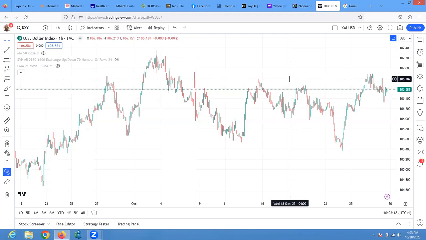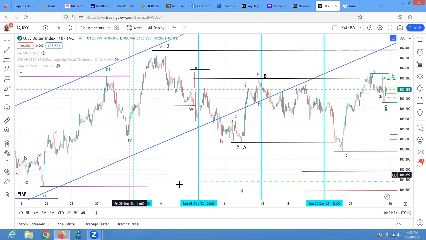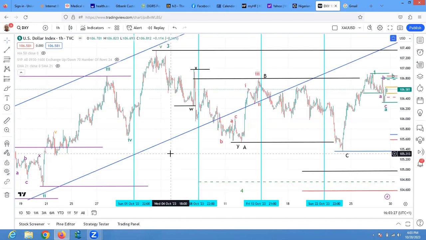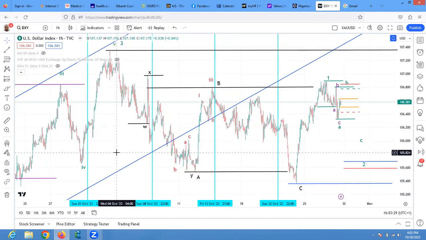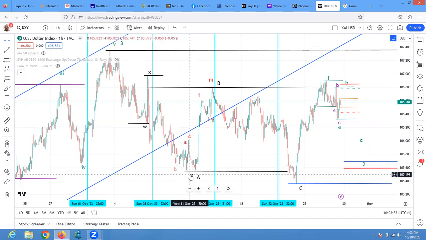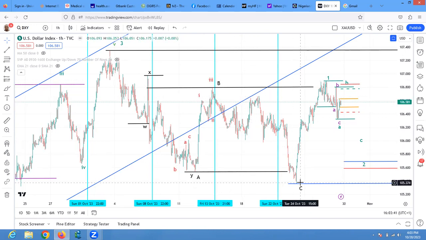We are out of correction, because if I bring out this drawing, just like I said, a WXY to give us an A, and this is a B wave, and we have a C here. Now we are seeing a break out of here.